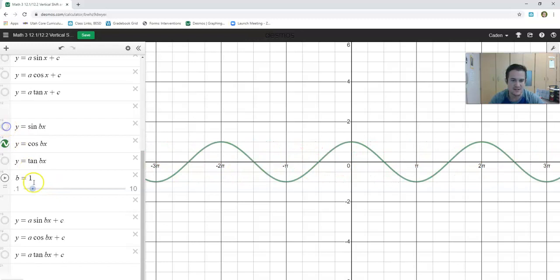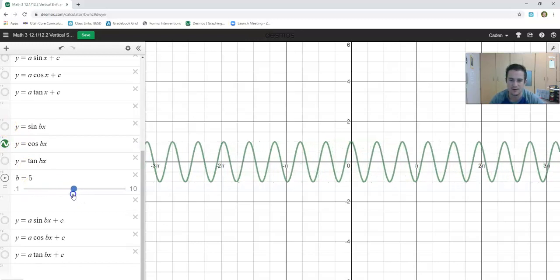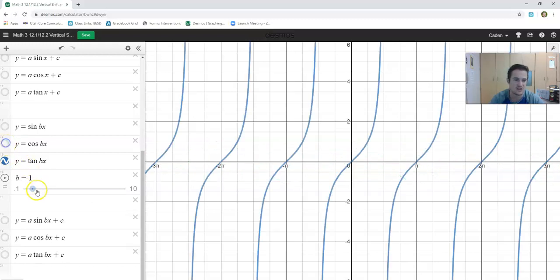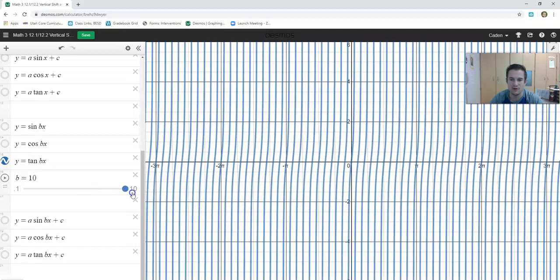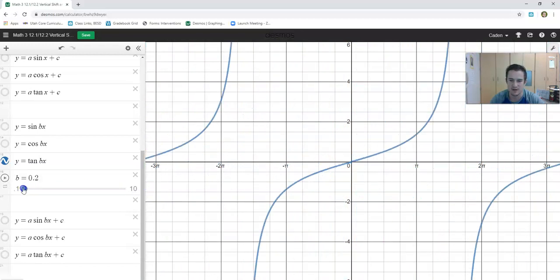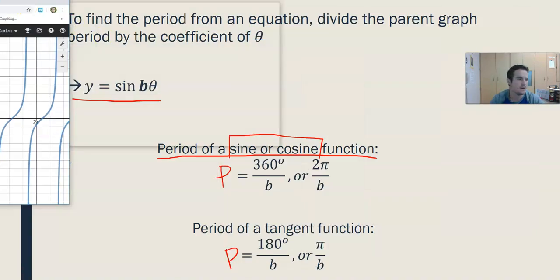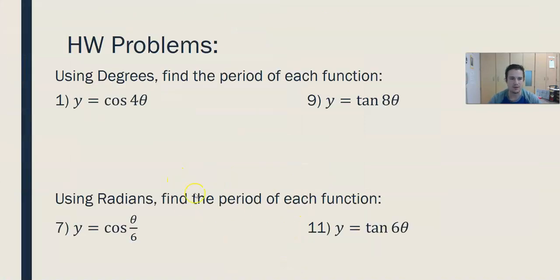And that's going to be the same with cosine. Notice here, as b gets bigger, the period gets smaller, etc. And with tangent. Ooh. Well, look at that. Isn't that cool? And as b gets smaller, the period gets bigger.